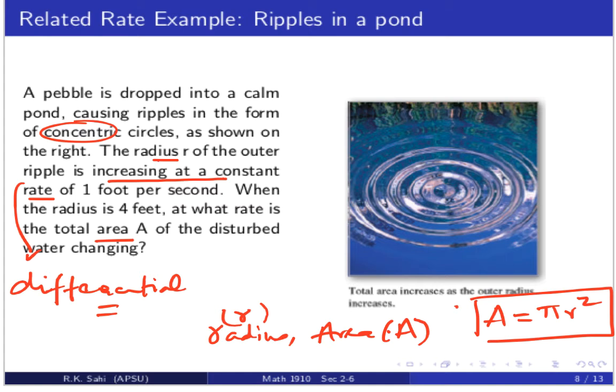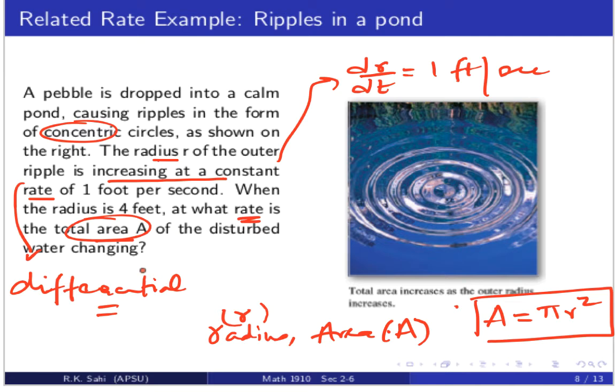Now, when we read the second line, it says the radius is increasing at a constant rate of 1 foot per second. So this simply says that dr over dt is 1 foot per second. The last sentence says, when the radius is 4 feet, at what rate is the area changing? That means it is asking, what is dA over dt when our radius is 4? We're going to write that down. It's nicely written in the next slide, guys.